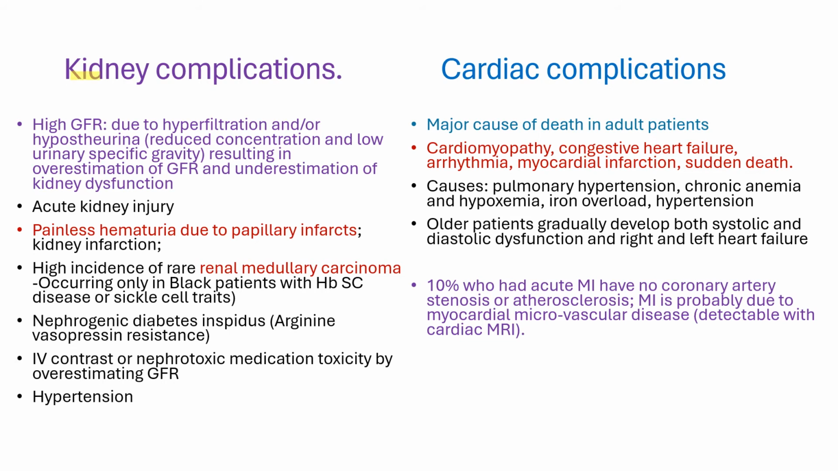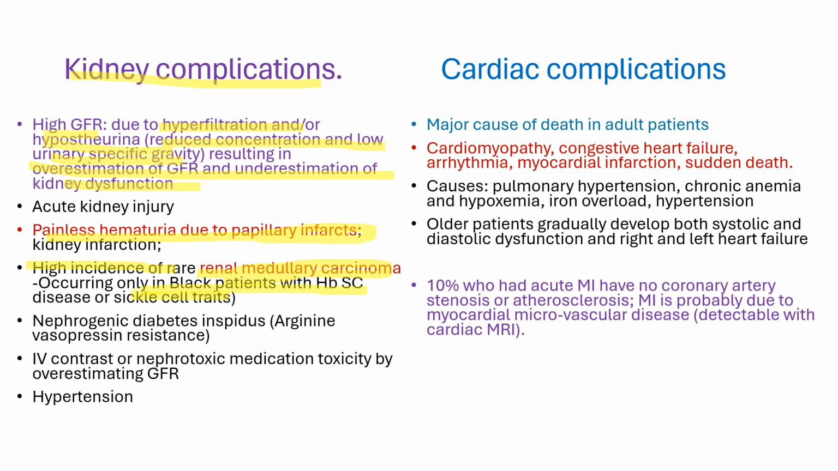Now, kidney complications. Patients with sickle cell disease often have high GFR. It's due to hyperfiltration and/or hyposthenuria, which means reduced concentration and low urinary specific gravities, which results in overestimation of GFR and underestimation of kidney dysfunction. Painless hematuria due to papillary necrosis is often seen. And they have a high incidence of rare renal medullary carcinoma, usually occurring in Black patients with hemoglobin SC disease or sickle cell trait.